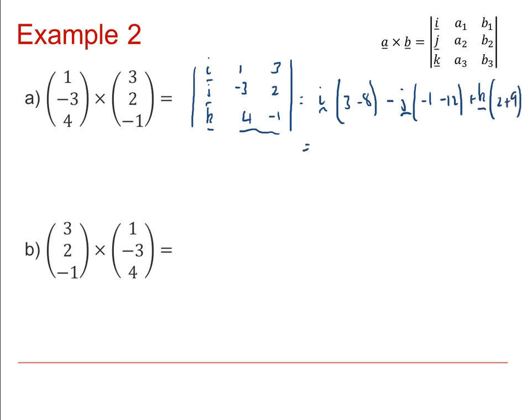If you calculate those, we get minus 5i plus 13j plus 11k. Now what I'd like you to do is pause the video and see what happens if you multiply the vectors in the other order. In other words, if this was a cross b, we're now calculating b cross a.